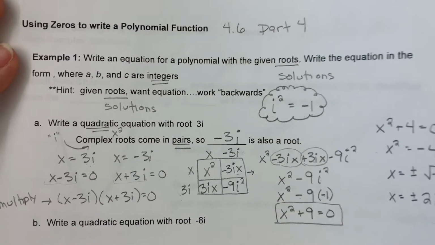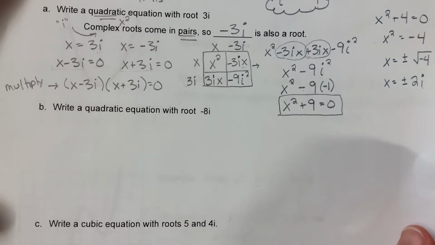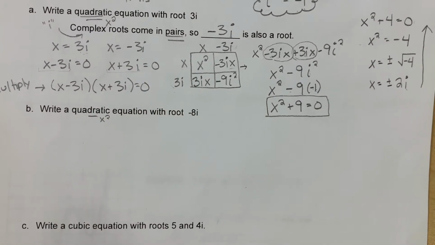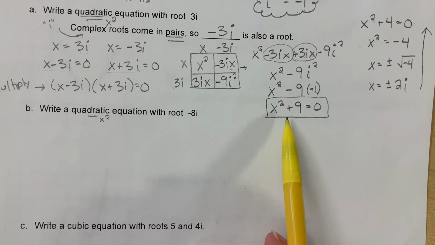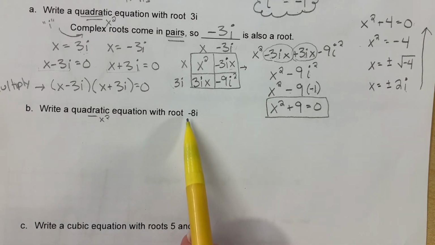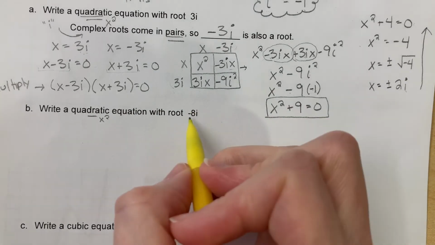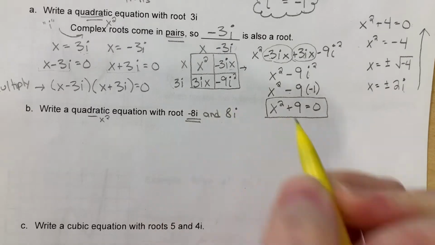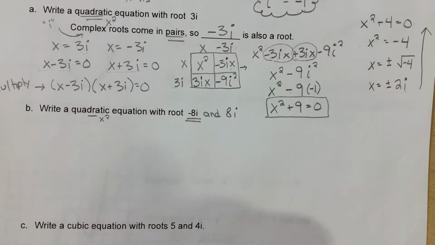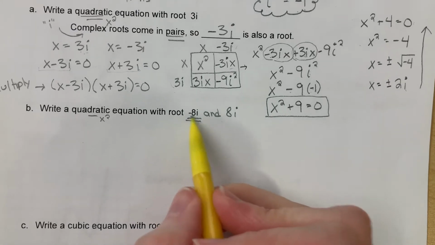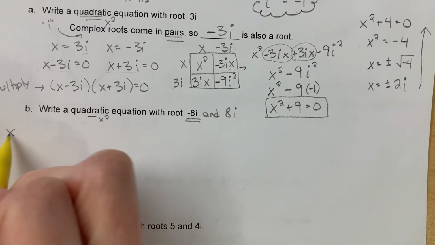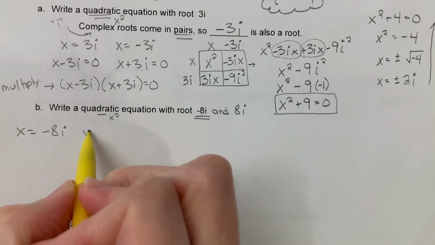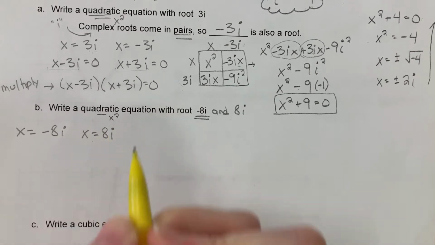Let's try another. So this one's similar. It says write a quadratic equation, so I should end up with an x squared. And you'll notice in the last one we did end up with an x squared. And with the root negative 8i. So if I have negative 8i, they always come in pairs. I'm going to have positive 8i. Complex roots always come in pairs. Think of them like twins. It's got to be two of them, one negative, one positive. So my two solutions are x equals negative 8i, that's the one they gave me, and x equals positive 8i.